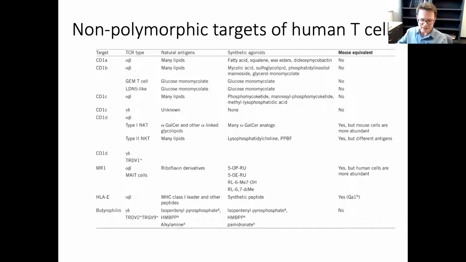Nowadays, we have synthetic ligands for these antigen presenting molecules. And that's really handy because now we can isolate them and stimulate them. We're starting to get a much better understanding of what they're doing in the immune system as a result.